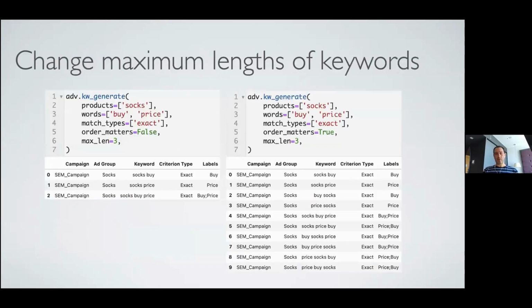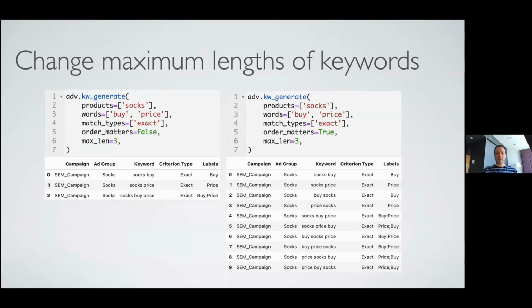So let's also see what happens if you want to change the maximum length of the keywords. This is again the same thing, but I said maximum length equals 3. So the first two keywords are the same, but now we have another one that has 3 words, and it doesn't take just one word combining it with the product. It takes 2 words combining it with the product.